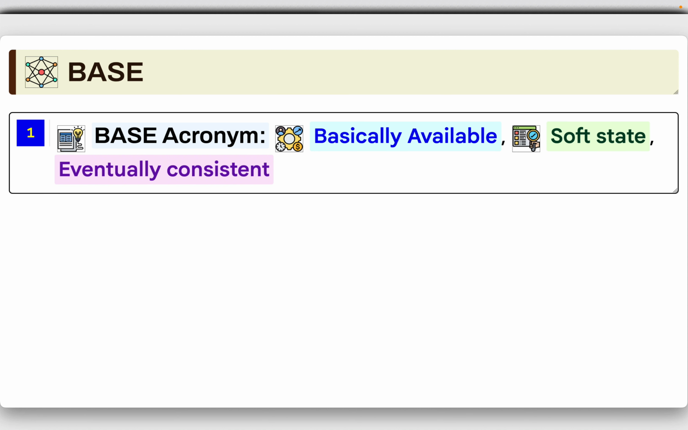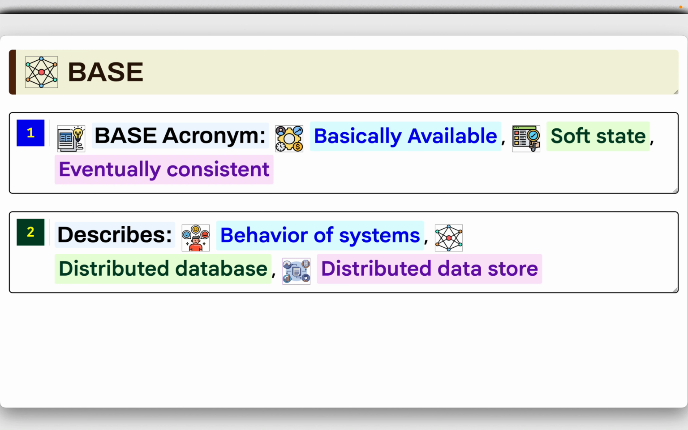Next, we have the BASE. So, BASE stands for basically available, soft state, eventually consistent. It is a set of properties that describe the behavior of a distributed database system or a distributed data store.